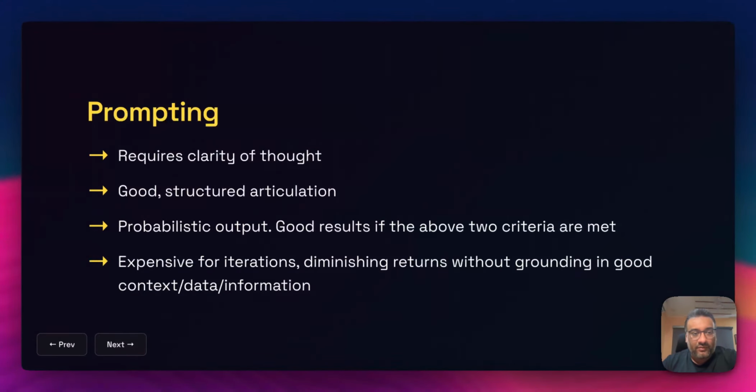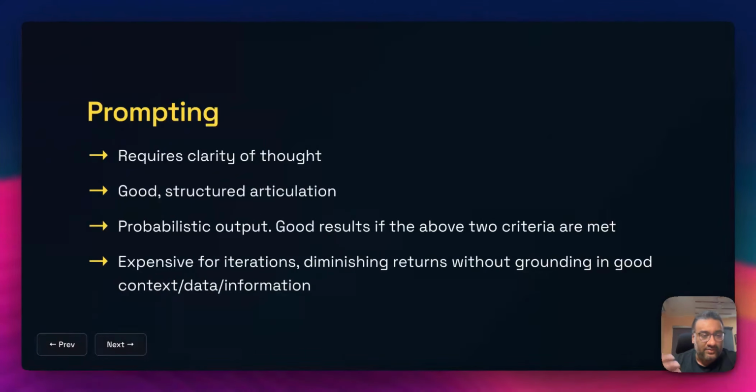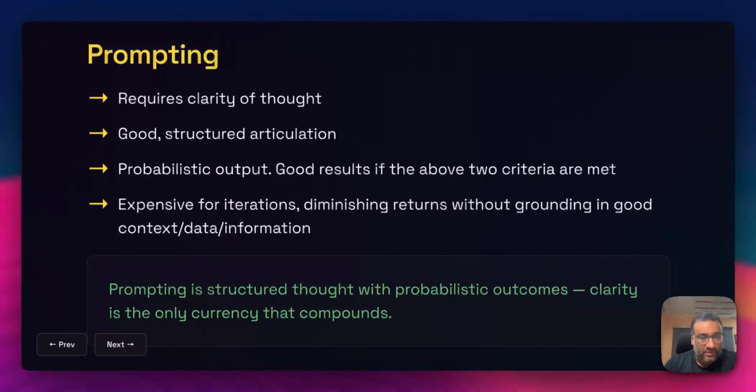And the output that you get from AI is best described as probabilistic, right? Because it's not exactly what you intend. It gets close, but it only gets close if the above two criteria of having good clarity of thought and structured articulation are met. And what we also see is that prompting can become really expensive for iterations, and it can have diminishing returns when you don't have a solid grounding in your understanding of context, data, and information.